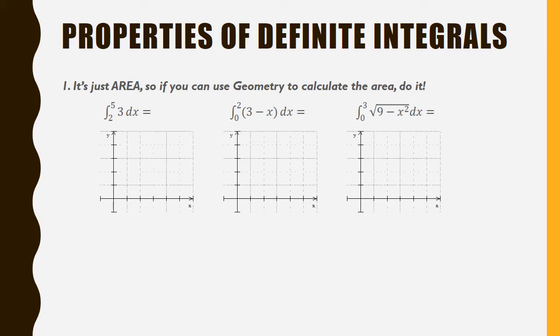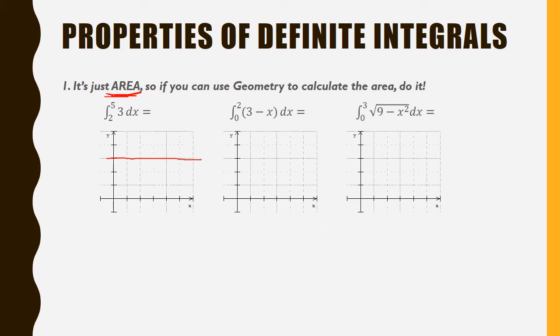The first thing that you should keep in mind is that the definite integral should be thought of as area. Don't be confused by the symbols and all the squigglies and the dx's and all that. Keep in mind that we're talking about area. So in this first integral, what are we talking about? Well, we're talking about the area below the graph of 3.